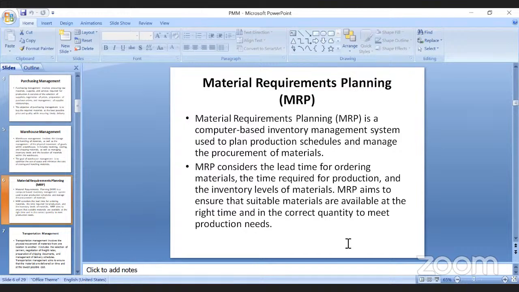Materials requirement planning, right? What is material requirement planning? At what time and what quantity of material we need for our uninterrupted production. Already you have read this in production and operation management, say third semester perhaps. What is material requirement planning?